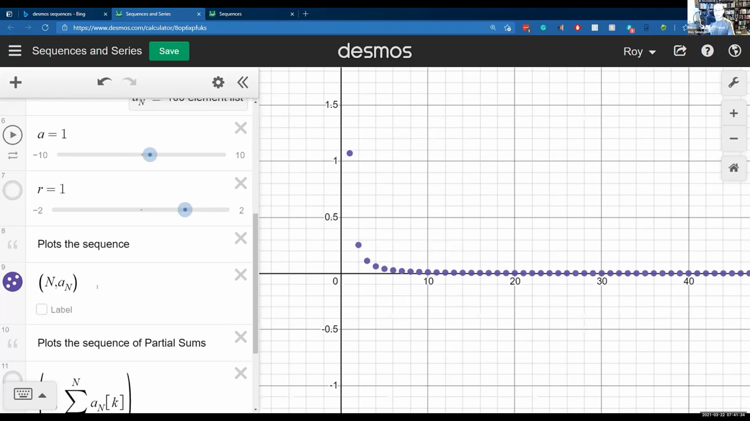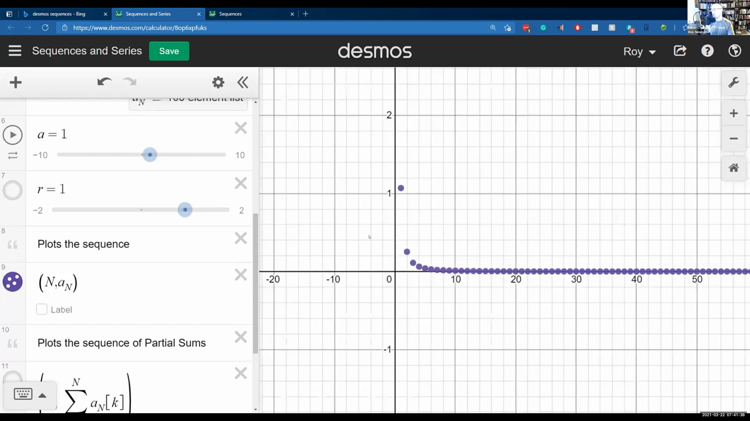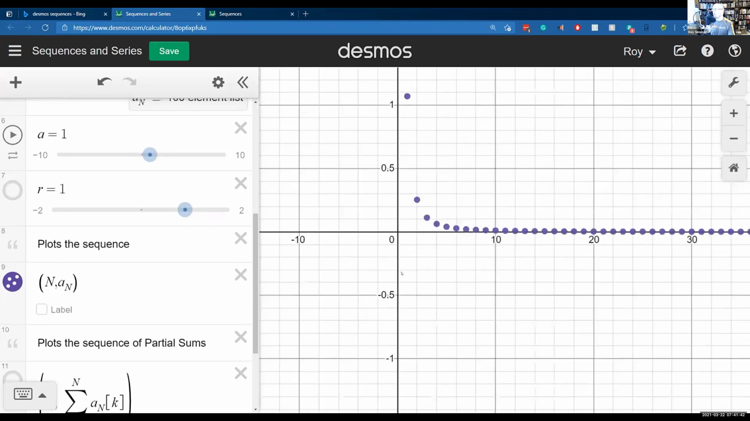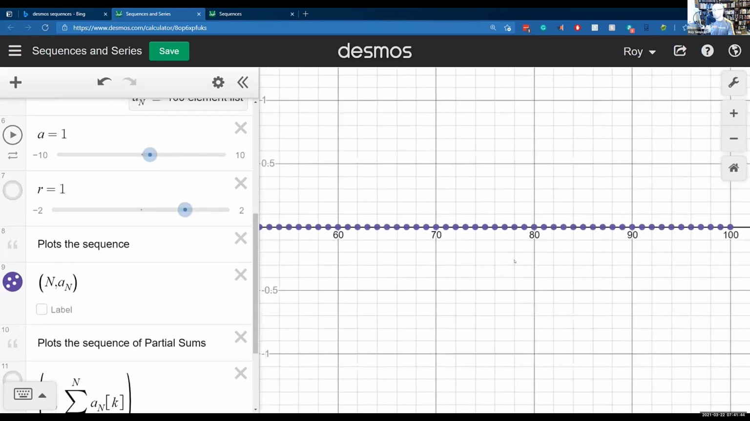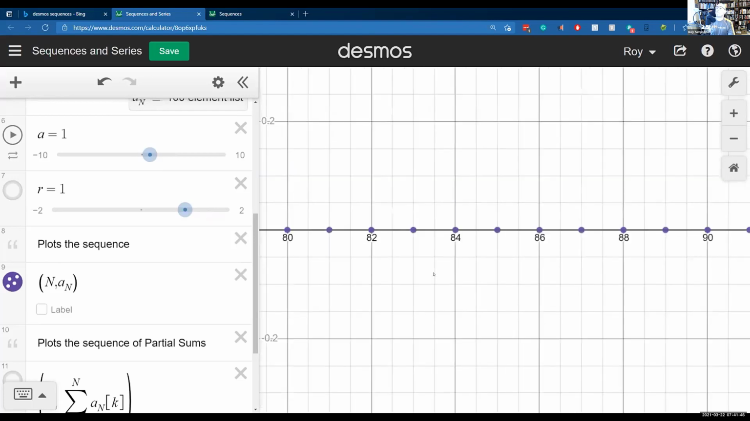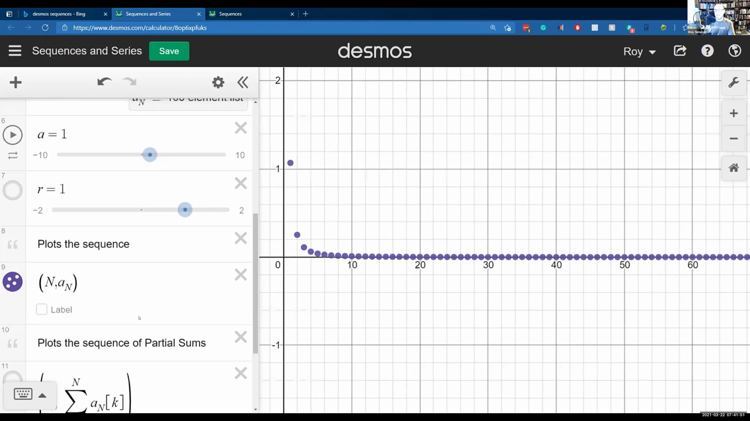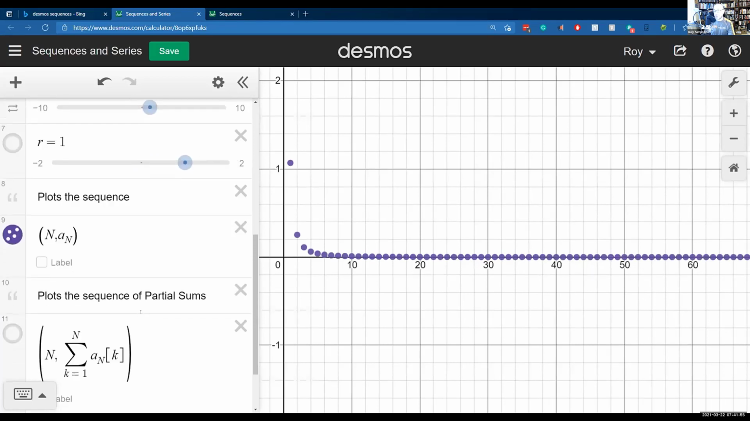But that's not what they asked us. I mean, they did ask us to plot out the sequence itself. You can see the sequence tends to collapse to 0 pretty quickly. You can zoom in if you want and see that. But they also asked us to graph the sequence of partial sums. And this is where it gets a little tricky.